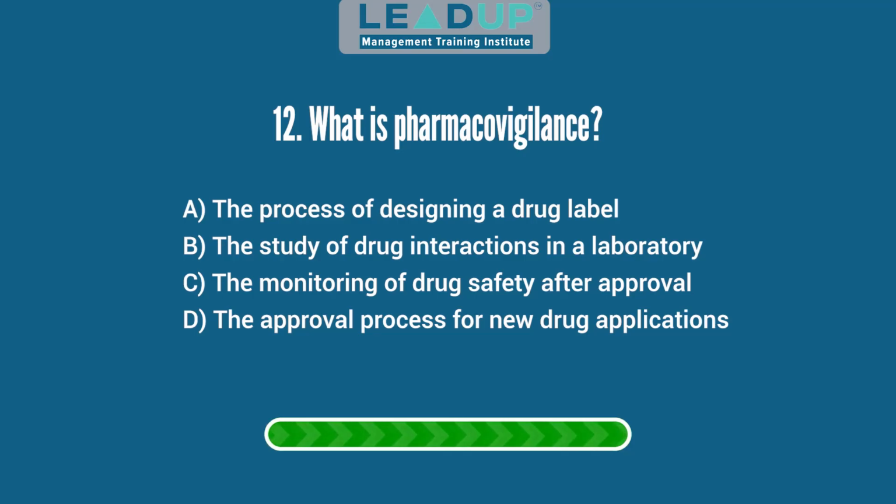Question 12. What is pharmacovigilance? A. The process of designing a drug label. B. The study of drug interactions in a laboratory. C. The monitoring of drug safety after approval. And D. The approval process for new drug applications. The answer is the monitoring of drug safety after approval.